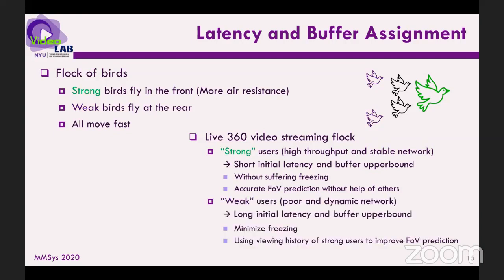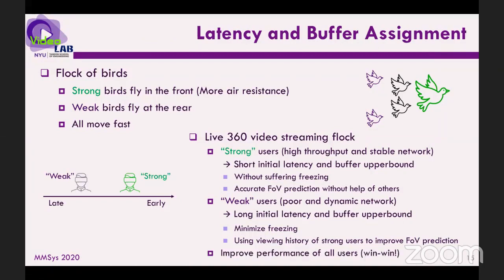We consider users with poor and dynamic network as weak users, and we assign long initial latency and buffer upper bound for these users to minimize the chance for freezing. And these users can use the viewing history of strong users to improve their FOV prediction. So as illustrated here. And with this design, we can improve the quality of experience of all the users.